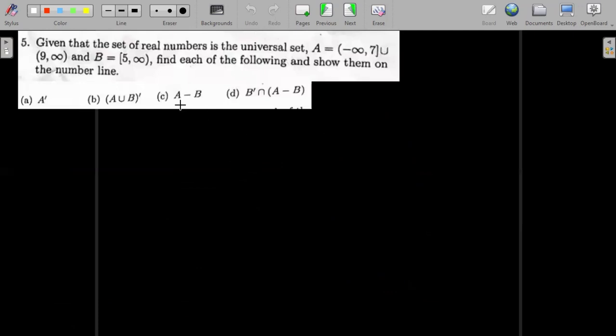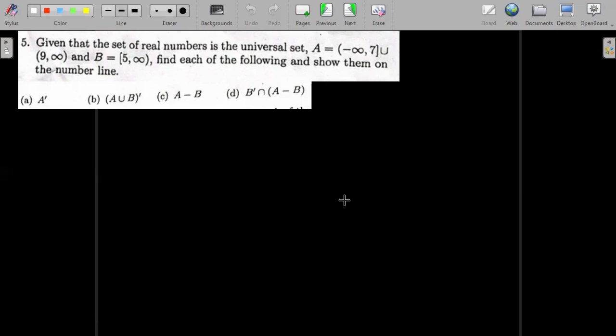Okay, so we have this one, and they are telling us, given that the set of real numbers is the universal set, then we have the set A and the set B equal to that. Then they're telling us to find each of the following and show them on the number line, like we have been showing. So now, let's just pick 2 for the sake of time.